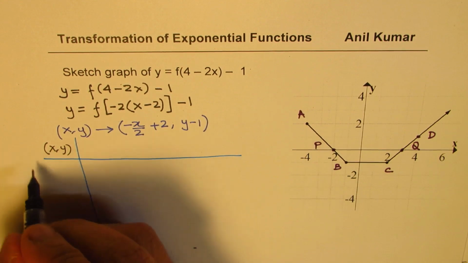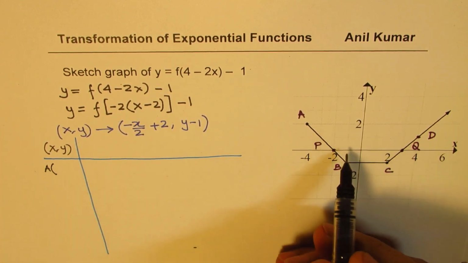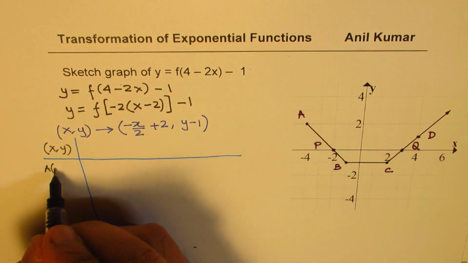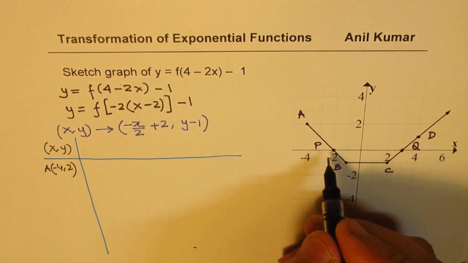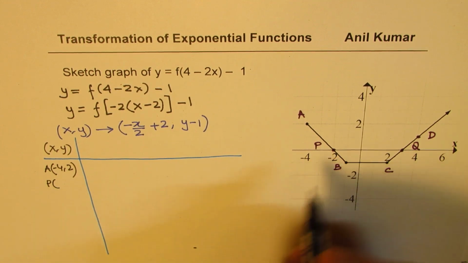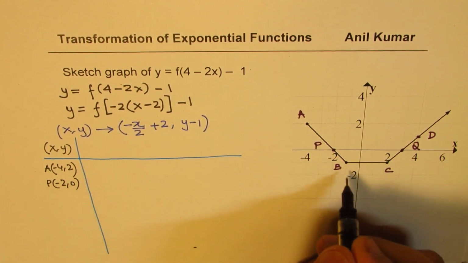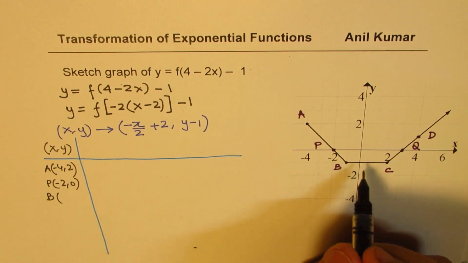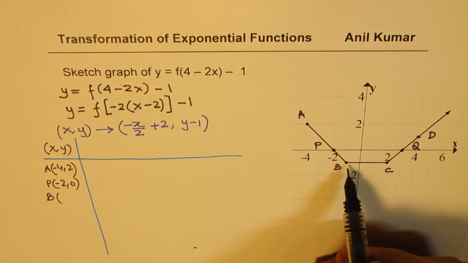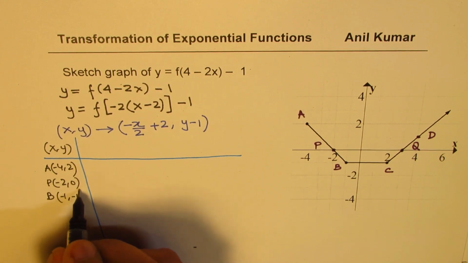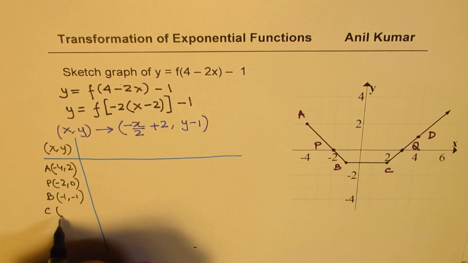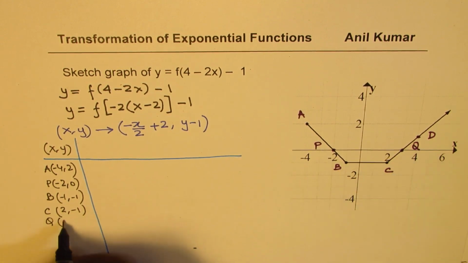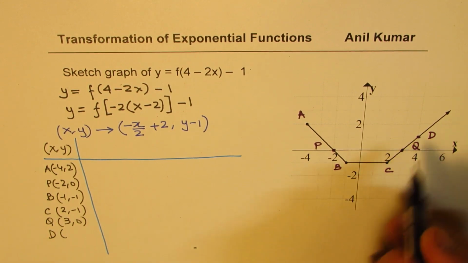So the coordinates of point A are: at -4 it is 2. So at -4 the value is 2. At point P, which is the x-intercept, it is (-2, 0). At B, we have (-1, -1). C, at 2 it is -1. Q, the second x-intercept, is at 3. And D is (4, 1).